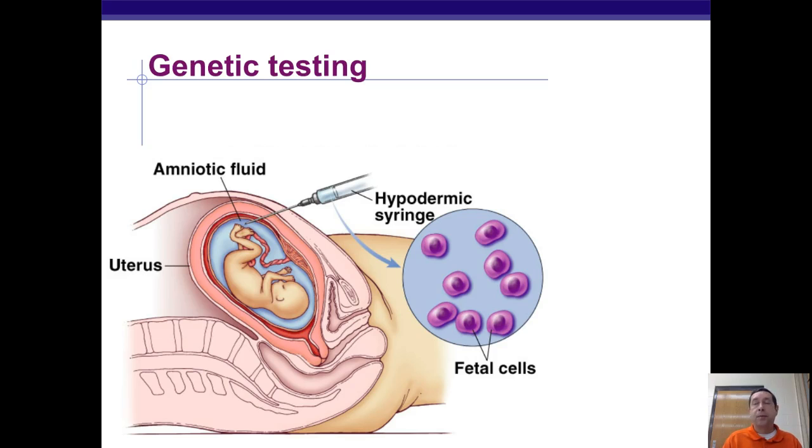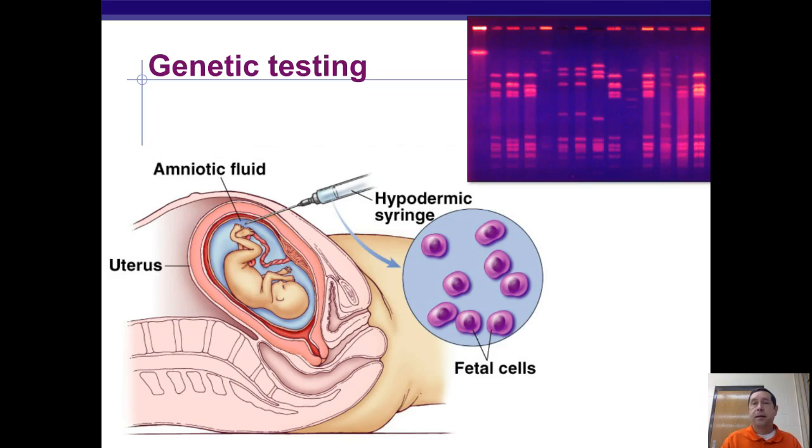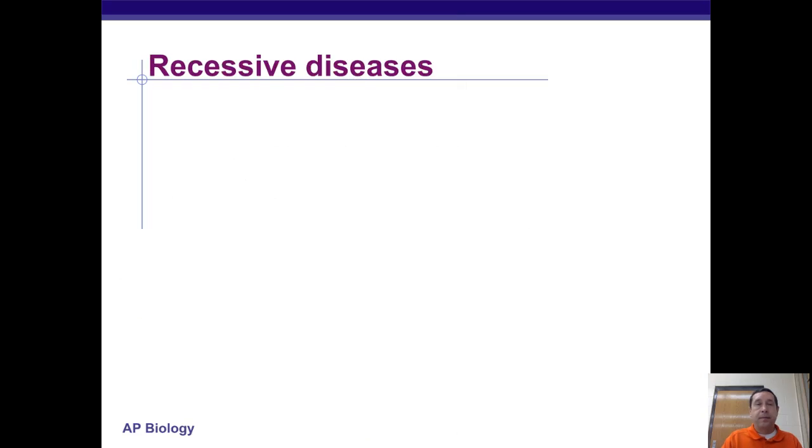Things like Down syndrome, we could see that on a karyotype. Other things we would have to do other testing to find out. Things like restriction fragment length analysis, or what we commonly call DNA fingerprinting, sequencing genes to see if they have a particular mutation.